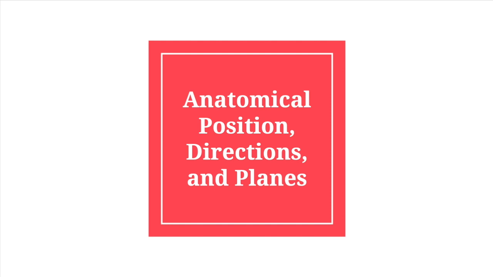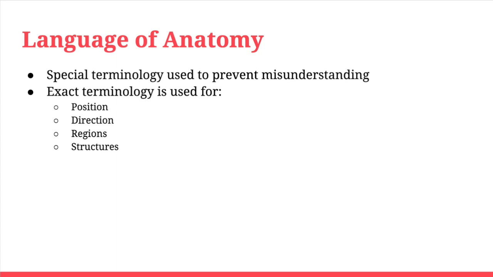It's used by medical professionals to give a common understanding. The language of anatomy is basically special terminology that's used to prevent misunderstandings. For example, if two doctors are communicating about a patient, it helps eliminate that possible misunderstanding. We're going to use exact terminology for position, direction, regions, and structures.